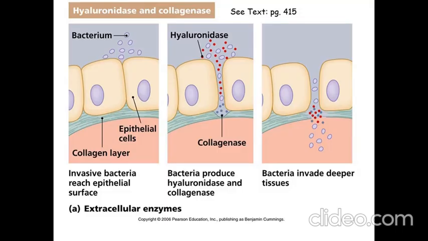Again, from the textbook, this is showing that hyaluronic acid that exists between the cells. So it's not necessarily showing that in that first picture on the left there. But what it is showing is that it's able to divide those cells and break it up. By using hyaluronidase, it's able to get in between those cells and get into deeper tissues.